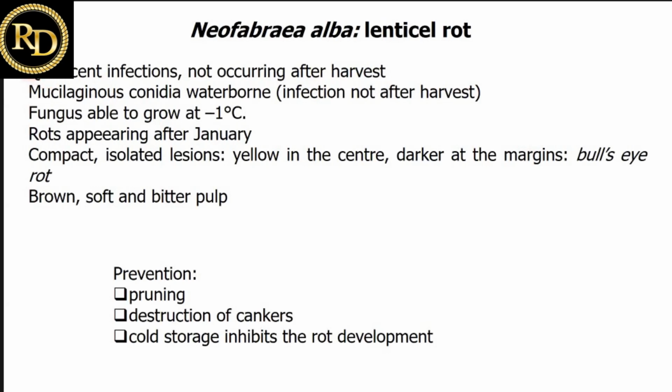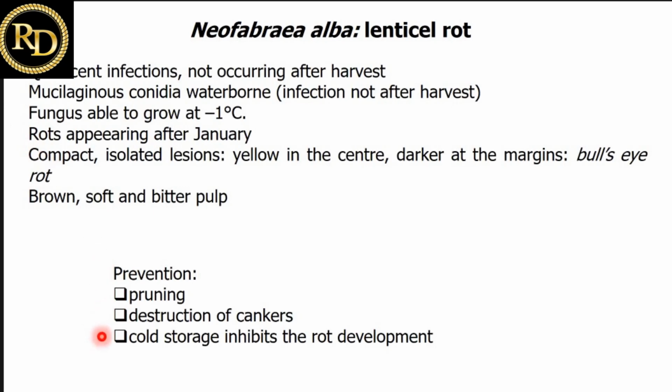Well, I told you that it is a quiescent infection, not occurring after harvest. The conidia are mucilaginous and borne by the water, so after rain. Then the fungus normally stays on the surface, very close to the lenticels, and just when the fruits start to ripen, we can observe the symptoms. The fungus can also grow at -1 degrees. Normally, the symptoms occur after January storage. So we harvest in September. After 4 months, we have the first symptoms.